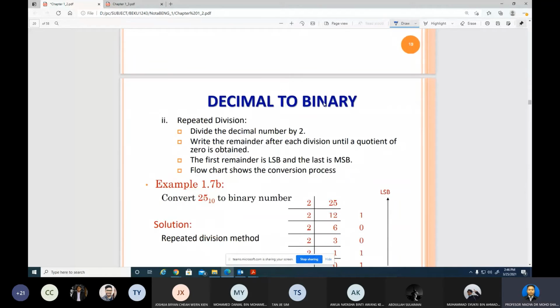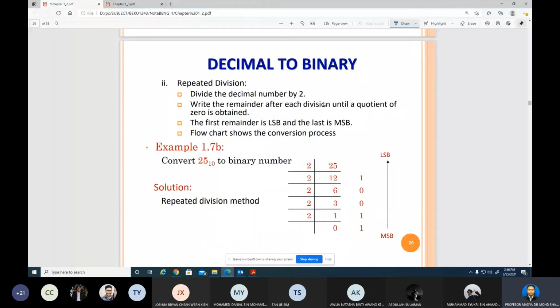We divide by 2, because for binary we have to divide by 2. If decimal to octal, we have to divide by 8. If hexadecimal, we have to divide by 16. That is the other method using division: divide the decimal number by 2. Alright, there is some example here. You can see this one will be the same. So 35 here, divide by 2.